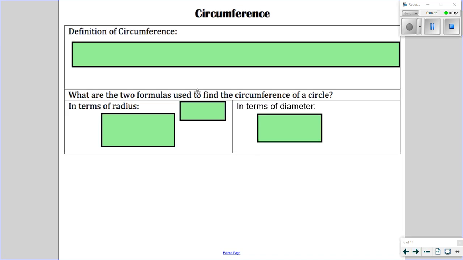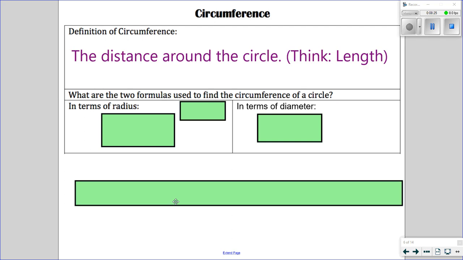Circumference. What is circumference? Circumference is the distance around a circle. So think of length. Imagine you're running a lap around a track. If it's a circle-shaped track, then you're doing the circumference. It's the distance around a circle. Or sometimes you think of perimeter. If they ask you for the perimeter or circumference, it's basically finding the distance around a circle in order to get what they asked you for. So it's a length. So what are the two formulas used to find the circumference of a circle?